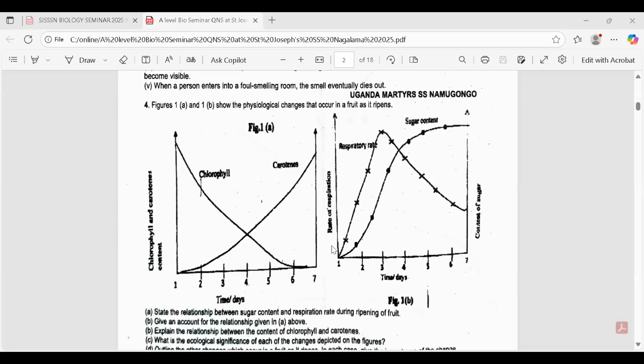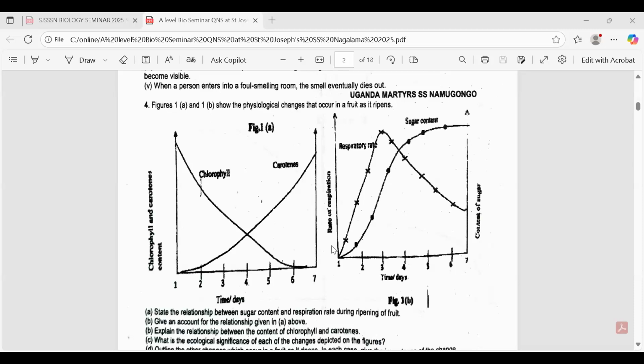Here the carotenes, we say they increase in concentration. Why? Because carotenes are colored, and the essence is to attract pollinators. To attract dispersal agents to disperse the fruit to new areas for colonization.